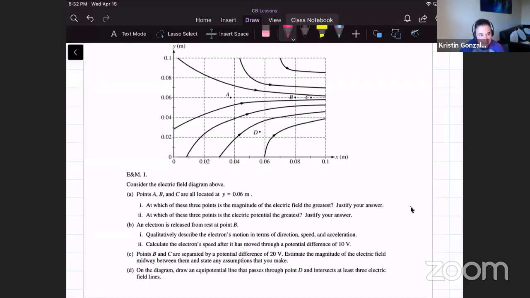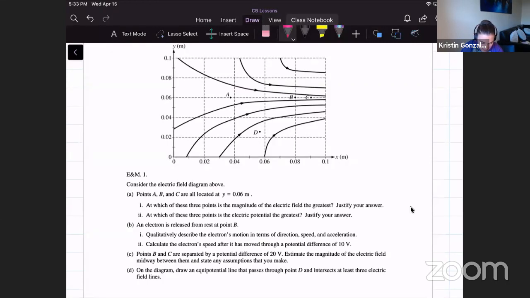The first one here is from, I think, 2016, if you want to go back and look at it later. It is an electric field diagram above, right? So we've been looking at some equipotential lines and equipotential mapping. Now we have the electric field lines. So points A, B, and C are all located at y equals 0.06, all on that same horizontal level. We want to know at which of these 3 points the magnitude of the electric field is the greatest, and justify your answer. At which of these 3 points is the electric potential the greatest, and justify your answer.